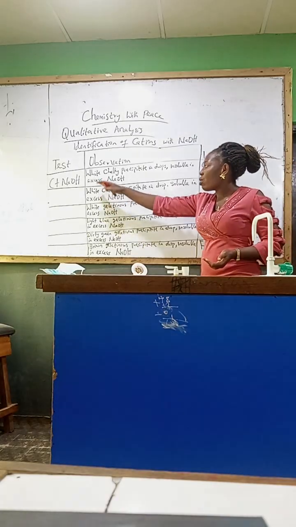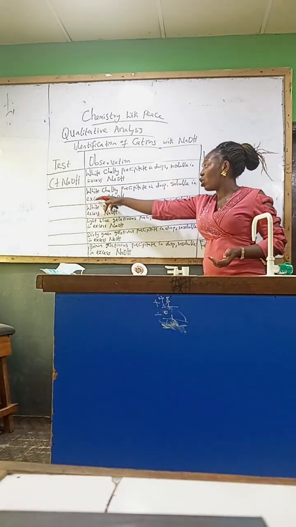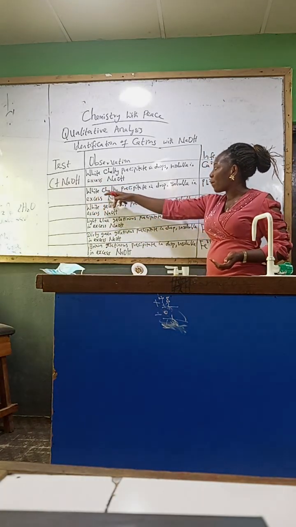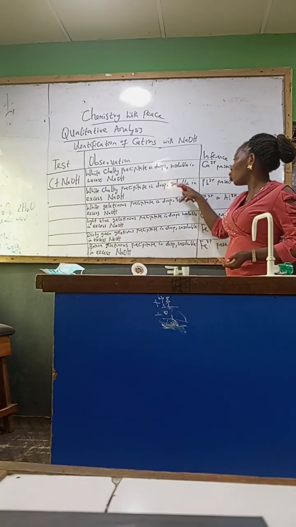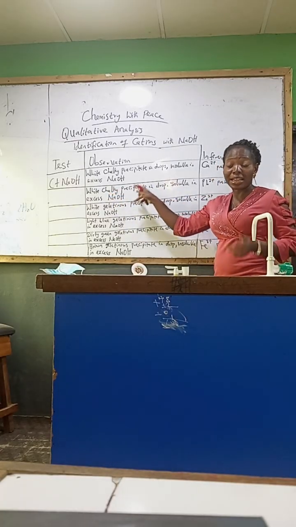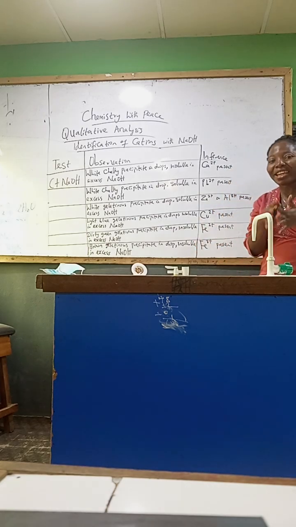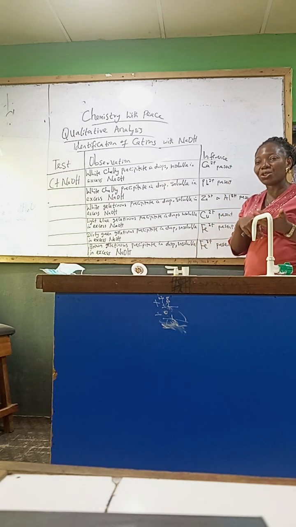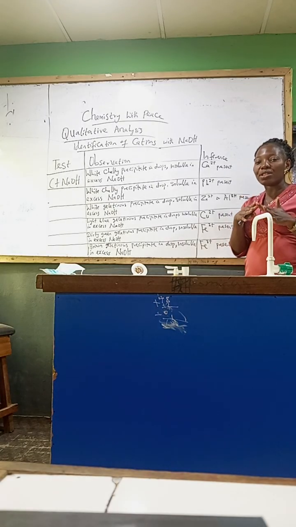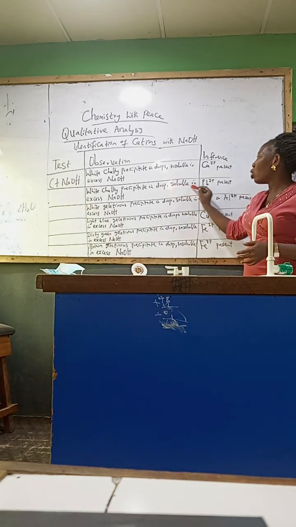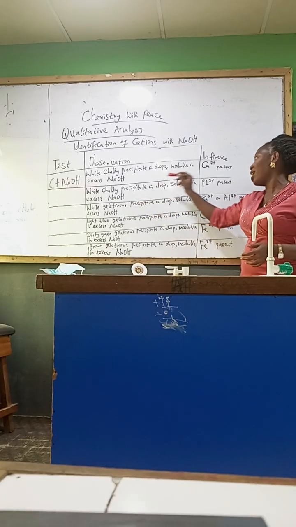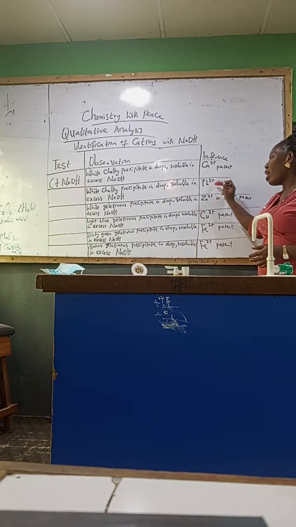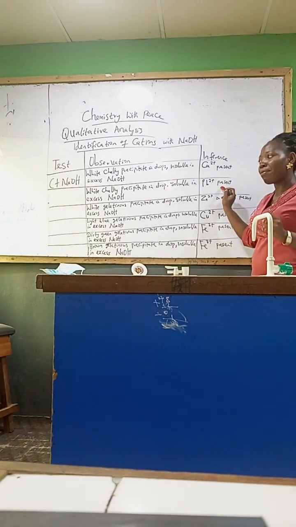Then this one, when you take the sample with sodium hydroxide, you get white chalky precipitate in drop, soluble in excess sodium hydroxide. Remember I said when you get chalky precipitate in drop of sodium hydroxide, you consider calcium 2 ion or lead 2 ion. But when it becomes soluble in excess sodium hydroxide, then lead 2 ion should be your inference.